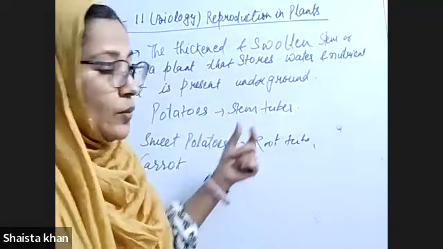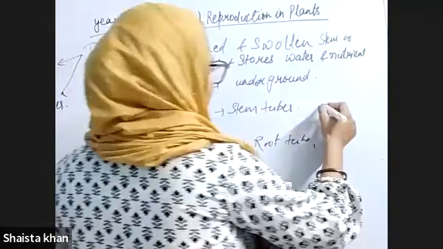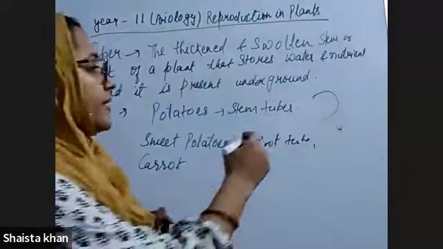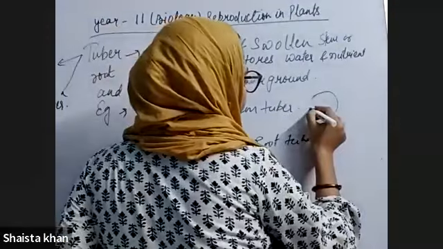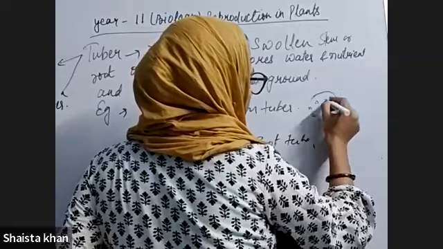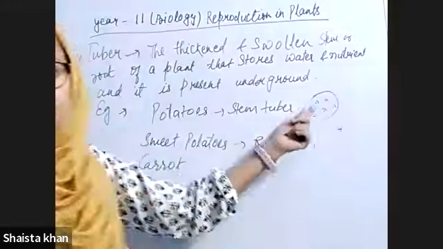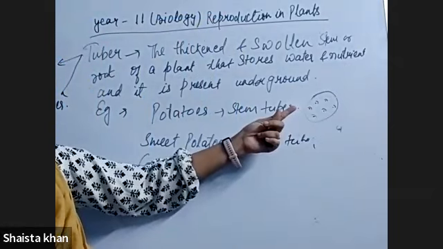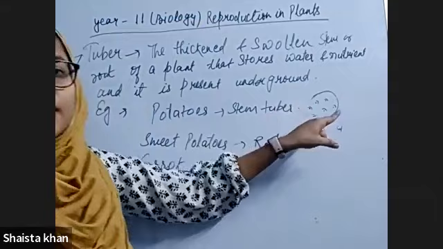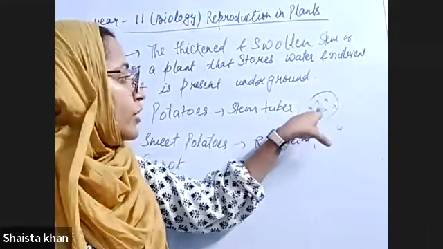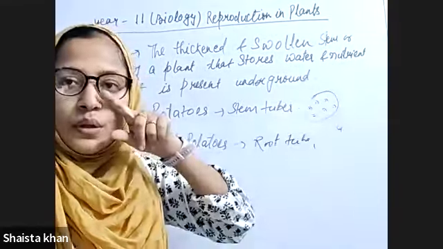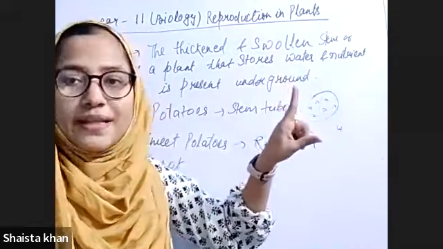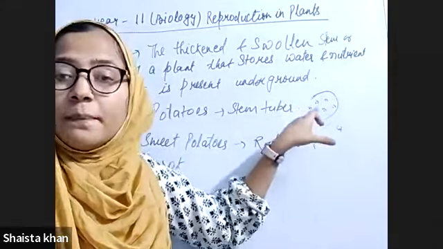So for potato, let me draw a diagram of a potato. Suppose it is a potato. Have you seen a structure like this on potatoes? This is an eye present on the potato, or you can say a bud present on the potato. A new potato or a new plant will grow from here only.